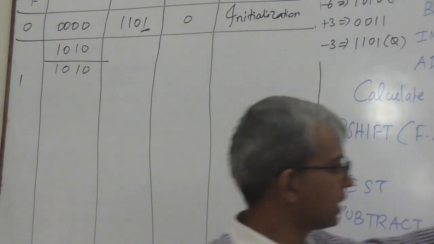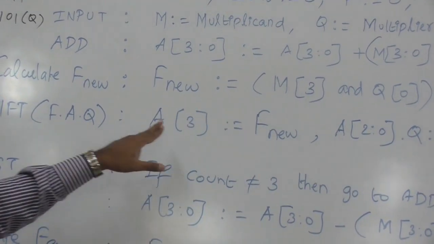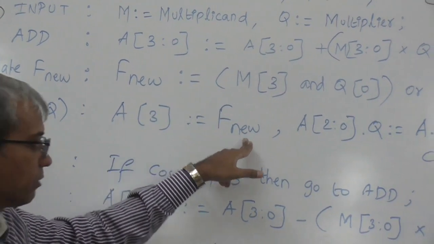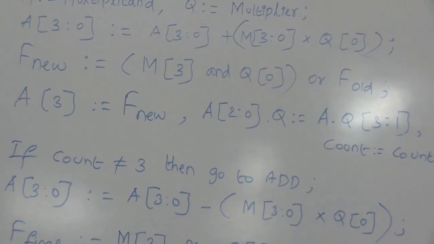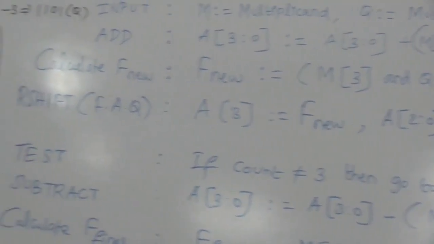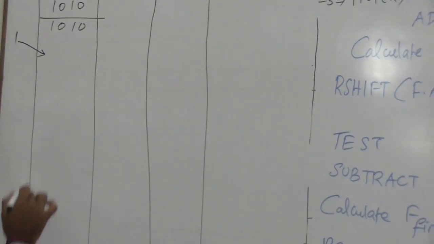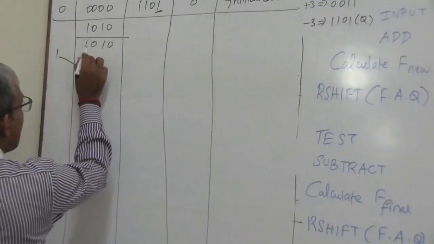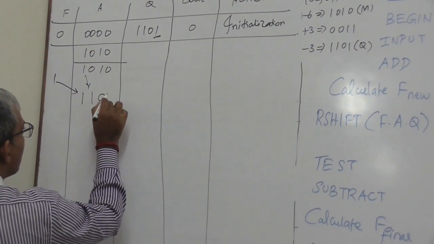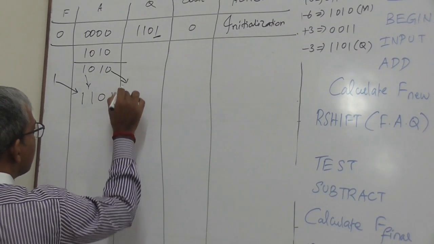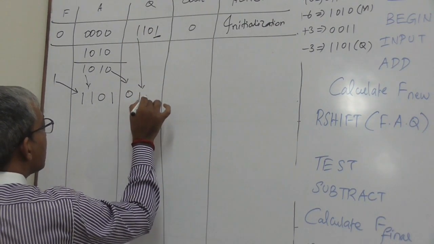And then what is the next step? I have to go for shifting. Shifting should be done with F, A, Q. So the sign bit of A is replaced by F new, and the remaining bits are shifted right. The shifting is very simple. I have to replace the sign bit of A with F new, right? So 1 will be placed here, and then all the remaining bits will come over here: 1, 0, 1, and this 0 will come here. And what about this? It will come here: 1, 1, 0.